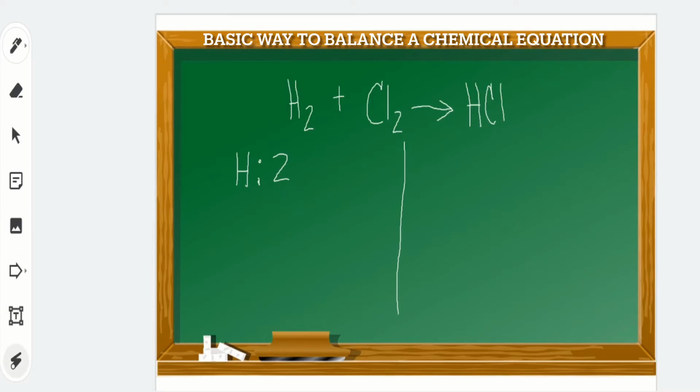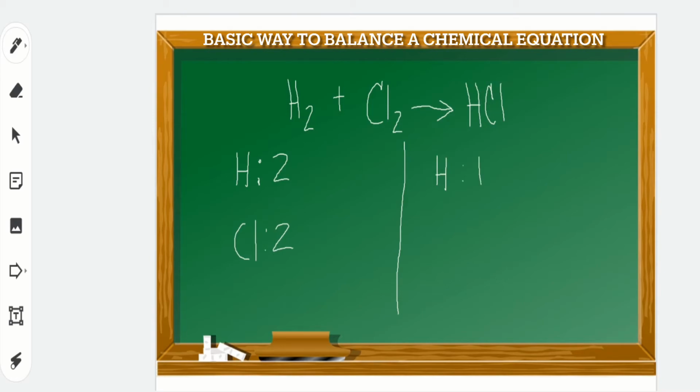What you see written in the chemical formulas or symbols of the molecules is the subscript. Now, this subscript is not replaced and is not changed. Aside from hydrogen, we also have chlorine, and we have two. Since we're done, let's go to the product side. For the number of hydrogen in a molecule of HCl, we have one.